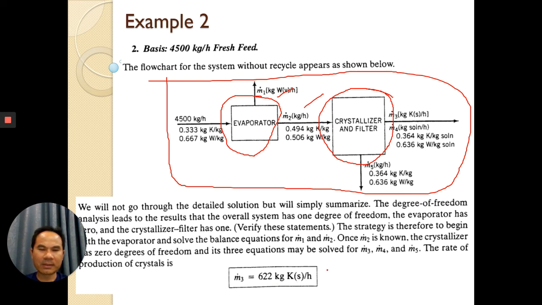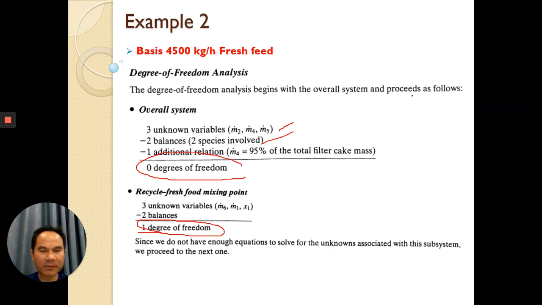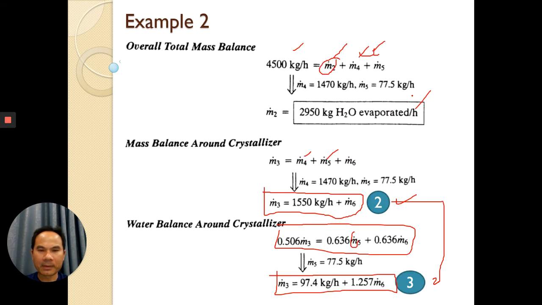622 kilograms potassium per hour. This is the crystal product. If you compare it with the product from M4, M4 is 1,570. That is, if we have the recycle, we get more product, about 2 times. Why? That's like 2 times.